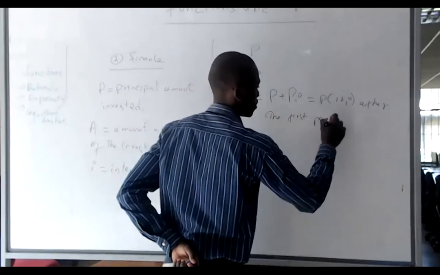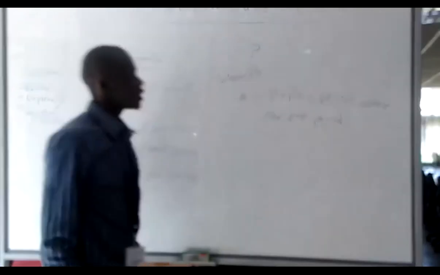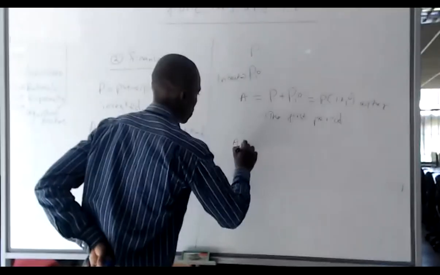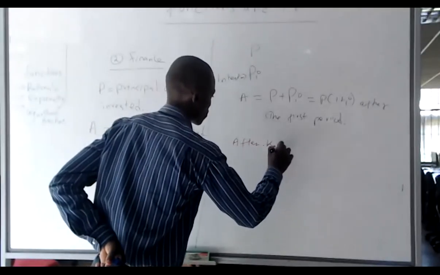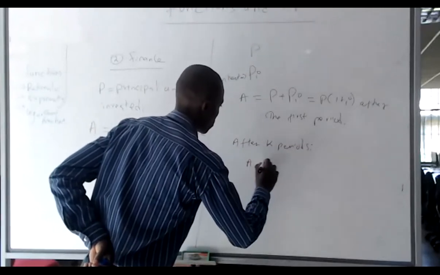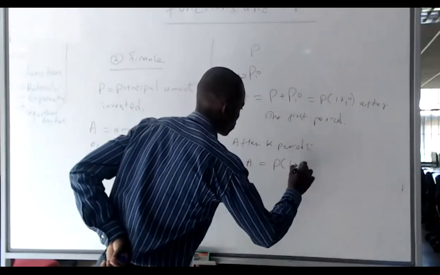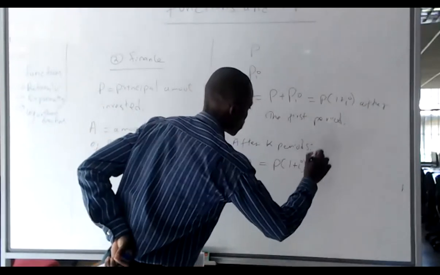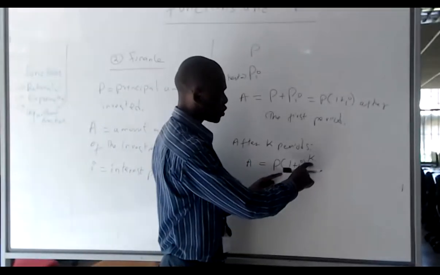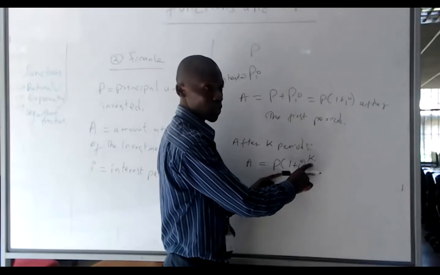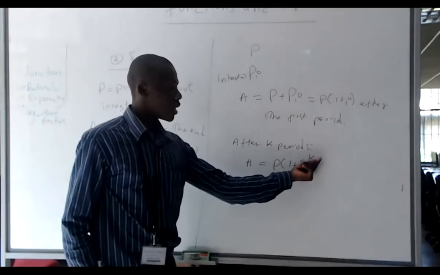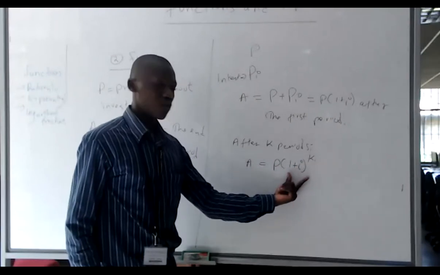The first period. You can show that after K periods, we will have the amount as P into 1 plus I raised to K. And the expression 1 plus I raised to K is a common expression. It's simply an exponential function with the base 1 plus I. Okay, this is an exponential function.